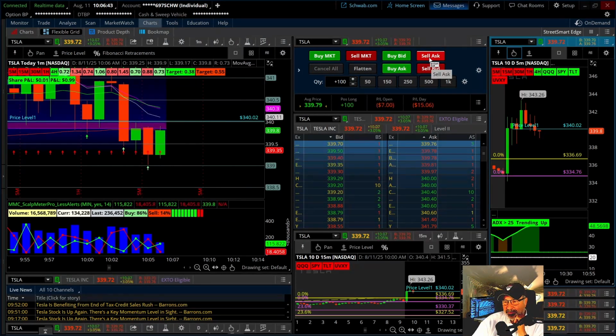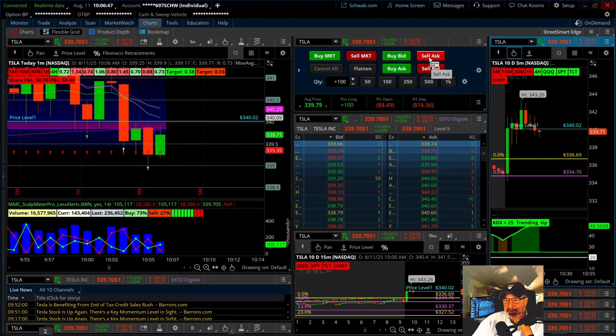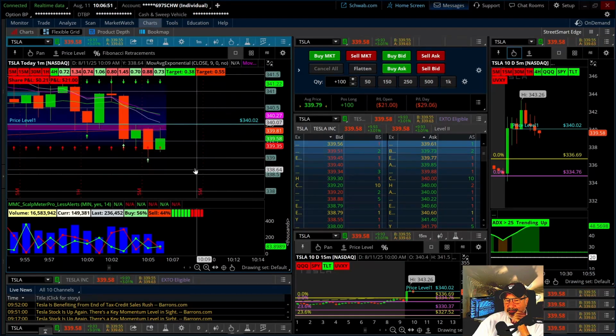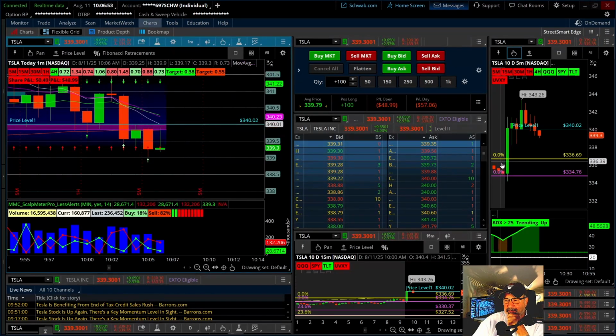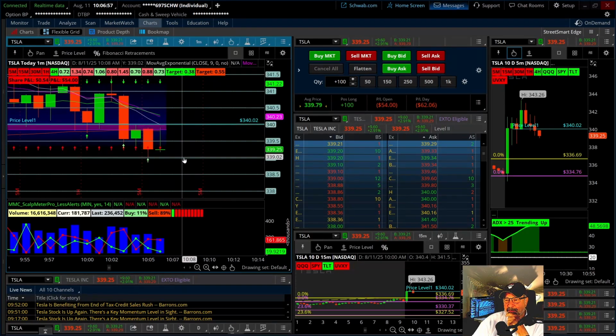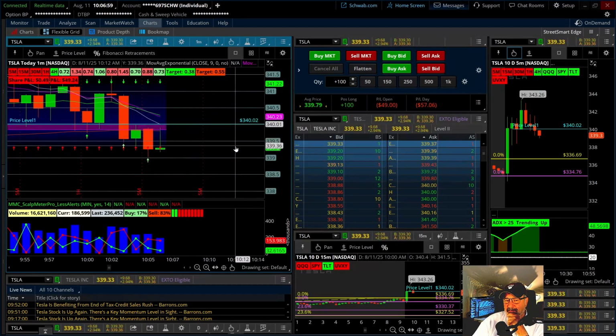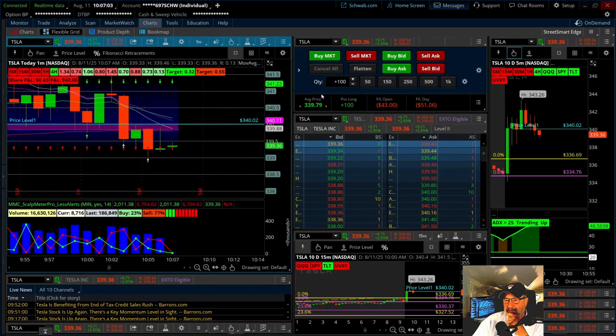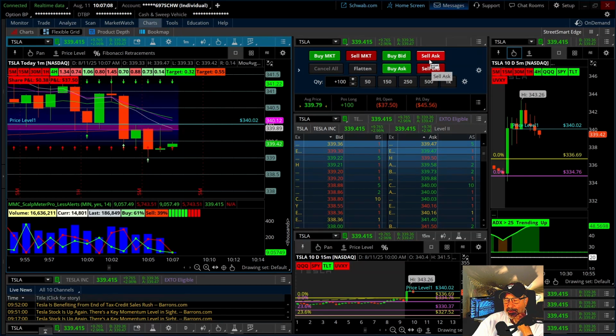Come on. Break the 340. You know you want to. We want to make a real move. We don't want to keep pounding down. That is not a good looking candle for me. It is a reversal sign the way it closed though, so that's good.